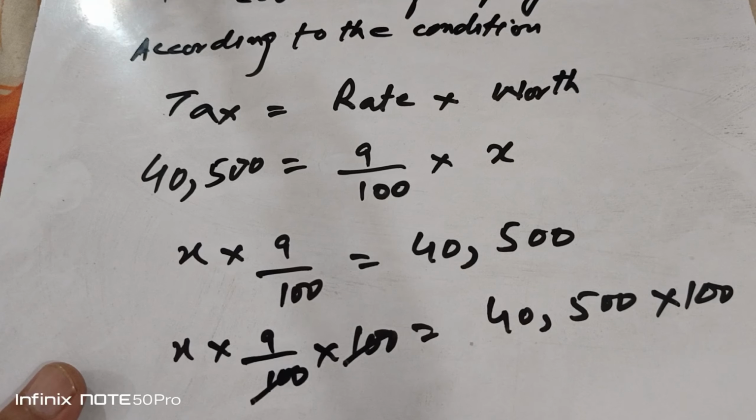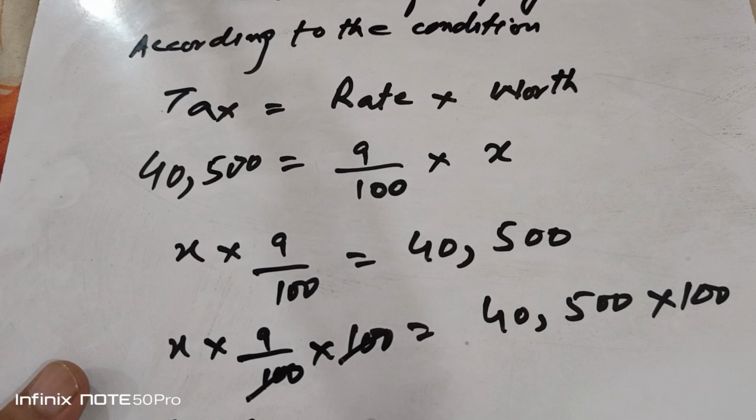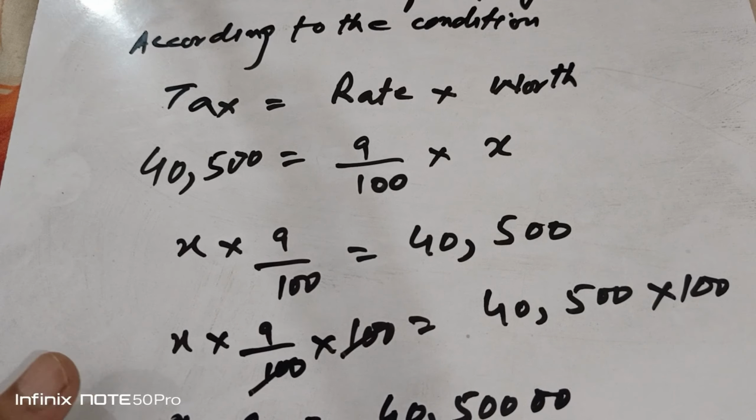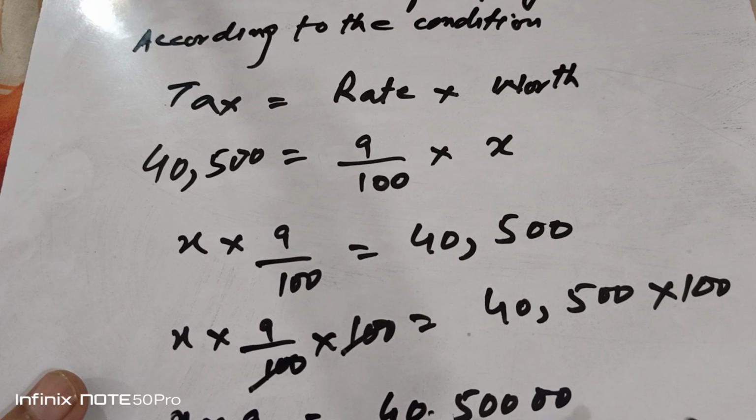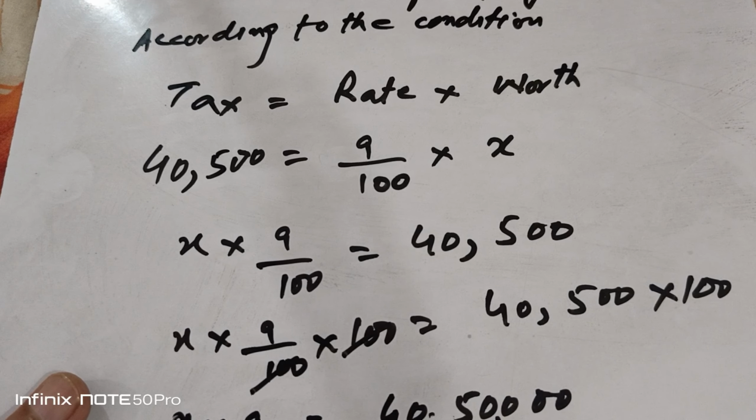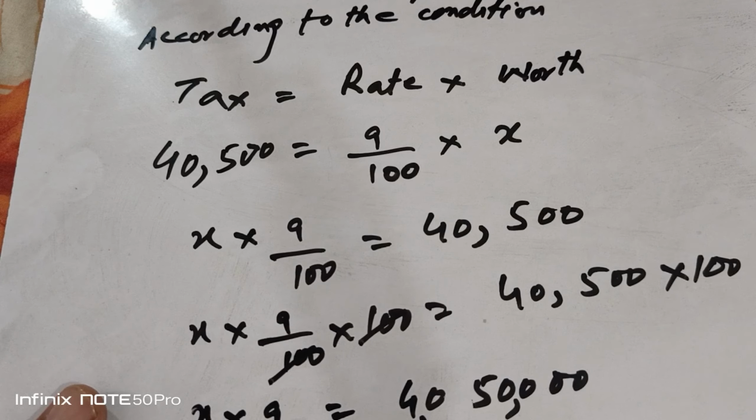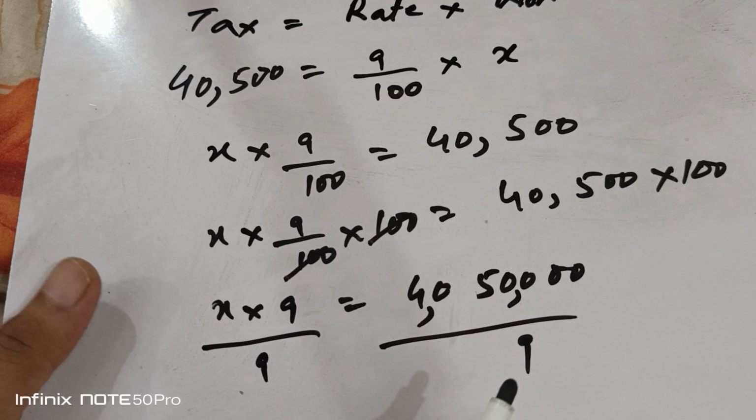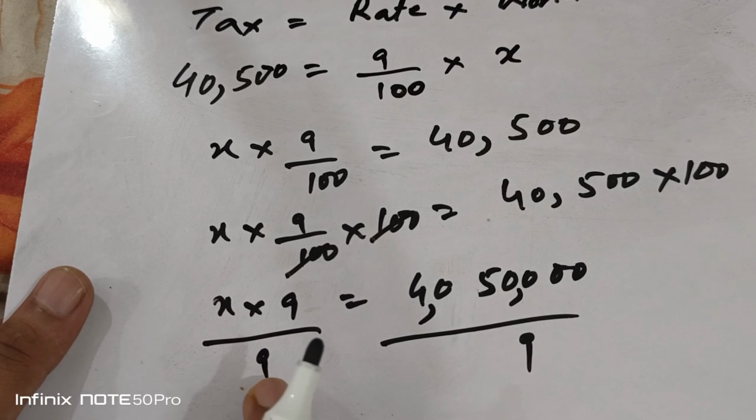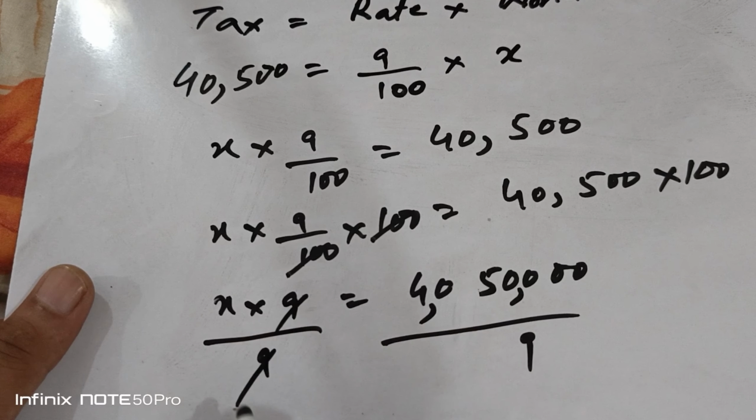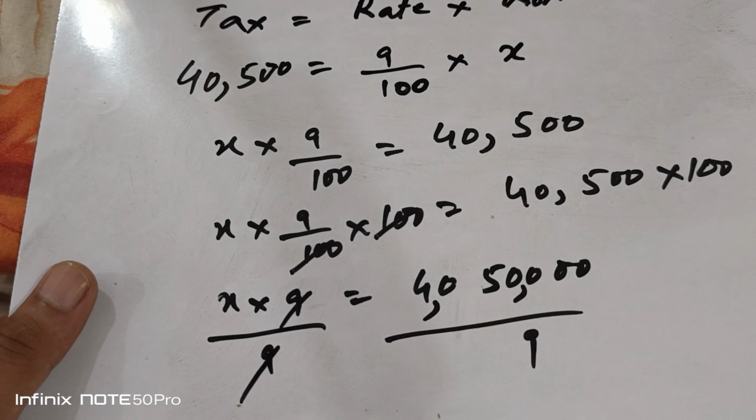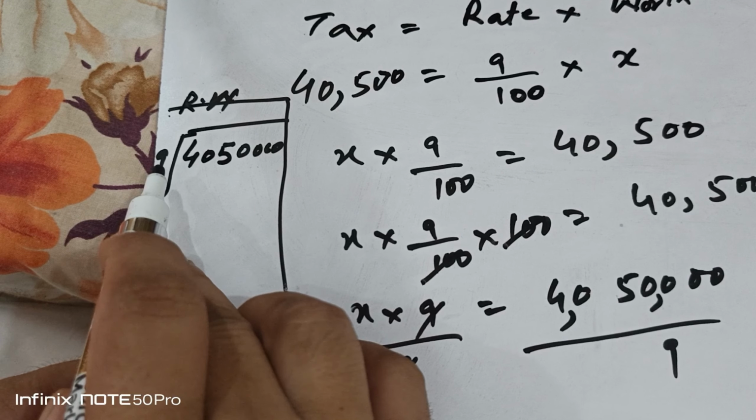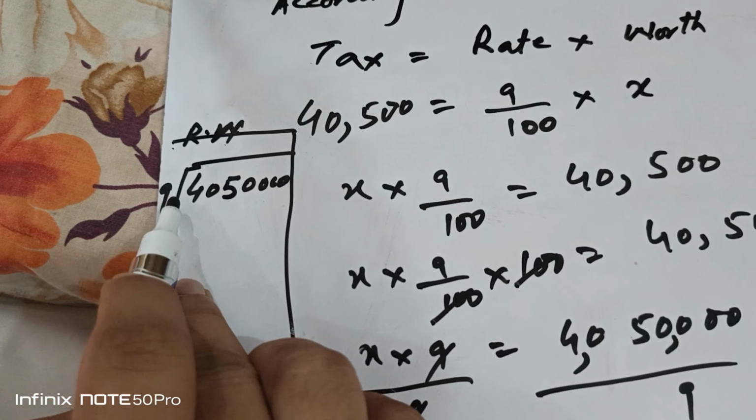So x into 9 is equal to 40,500 multiplied by 100, and this will be written here. So this is 9, and now this 9 will be divided on both sides. To get the value of x, we will divide by 9 on both sides. So on this side this 9 will be cut off, and this 9 we will divide by this amount. I am going to simplify by dividing this.